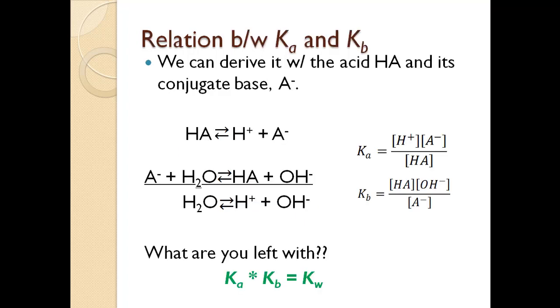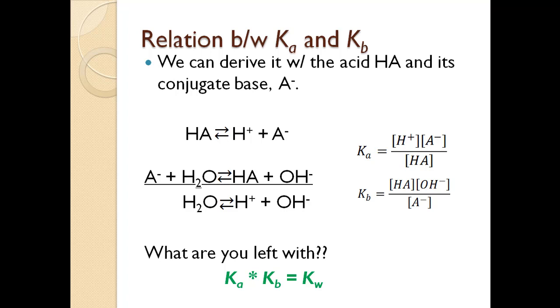There's a really important relationship between your Ka and your Kb, and it will help you when you do problems in the future. If you took your Ka reaction, which is up here, and your Kb reaction, which is down here, and added those reactions up and canceled everything you needed to cancel, for example the two HAs and the two A minuses, what are you left with? You're left with the reaction for water.